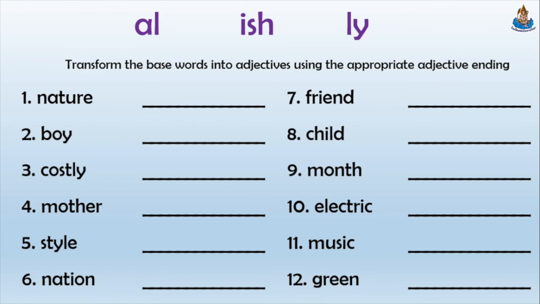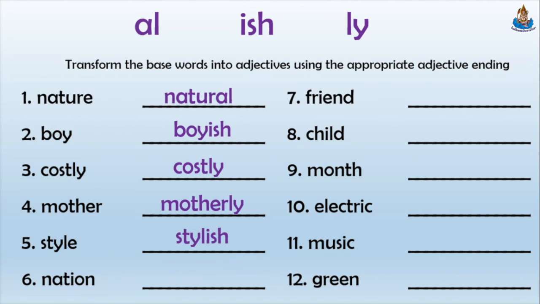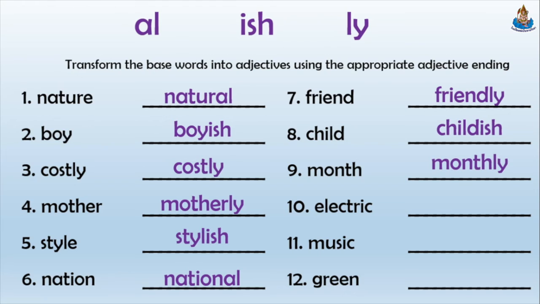Here are the answers. Give yourselves 1 point each for each correct answer. So number 1, the word is natural. 2, boyish. 3, costly. 4, motherly. 5, stylish. 6, national. 7, friendly. 8, childish. 9, monthly. 10, electrical. 11 musical, and 12 greenish.